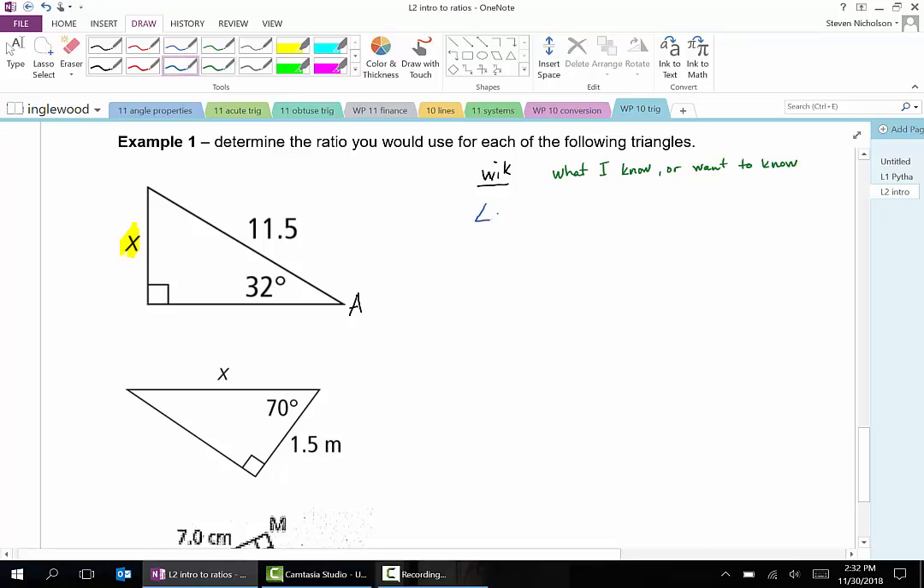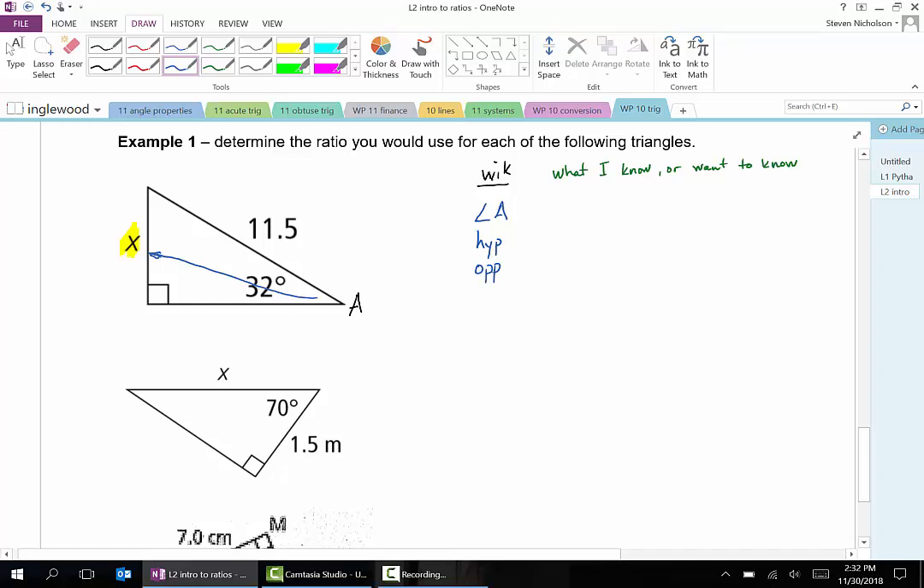Well, first of all, I know angle A. Angle A is 32 degrees. I also know the hypotenuse. Again, the hypotenuse is opposite the 90-degree angle. And what do I want to know? Well, I want to know x. And again, here's where you need to understand, well, x is the side across from angle A. X is the side opposite angle A.